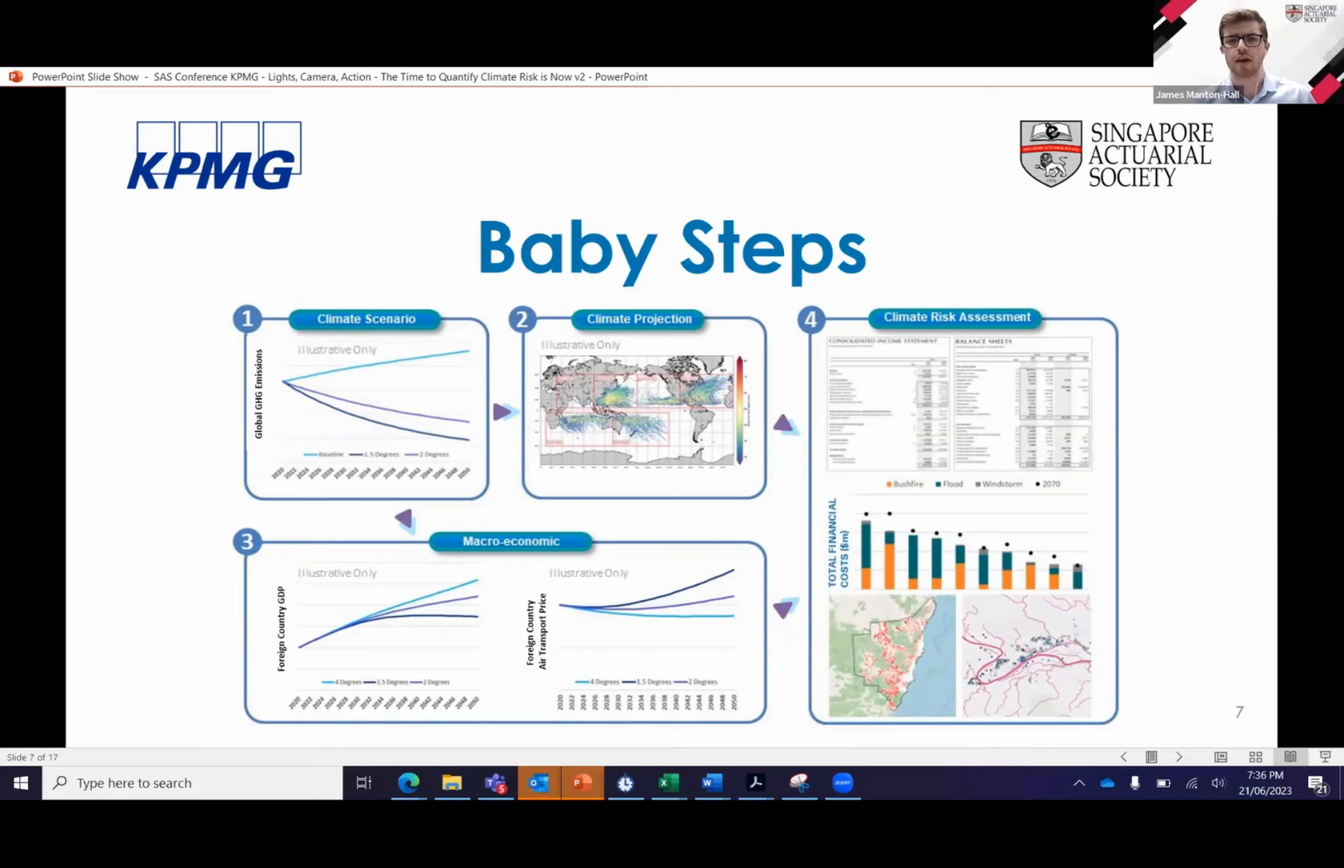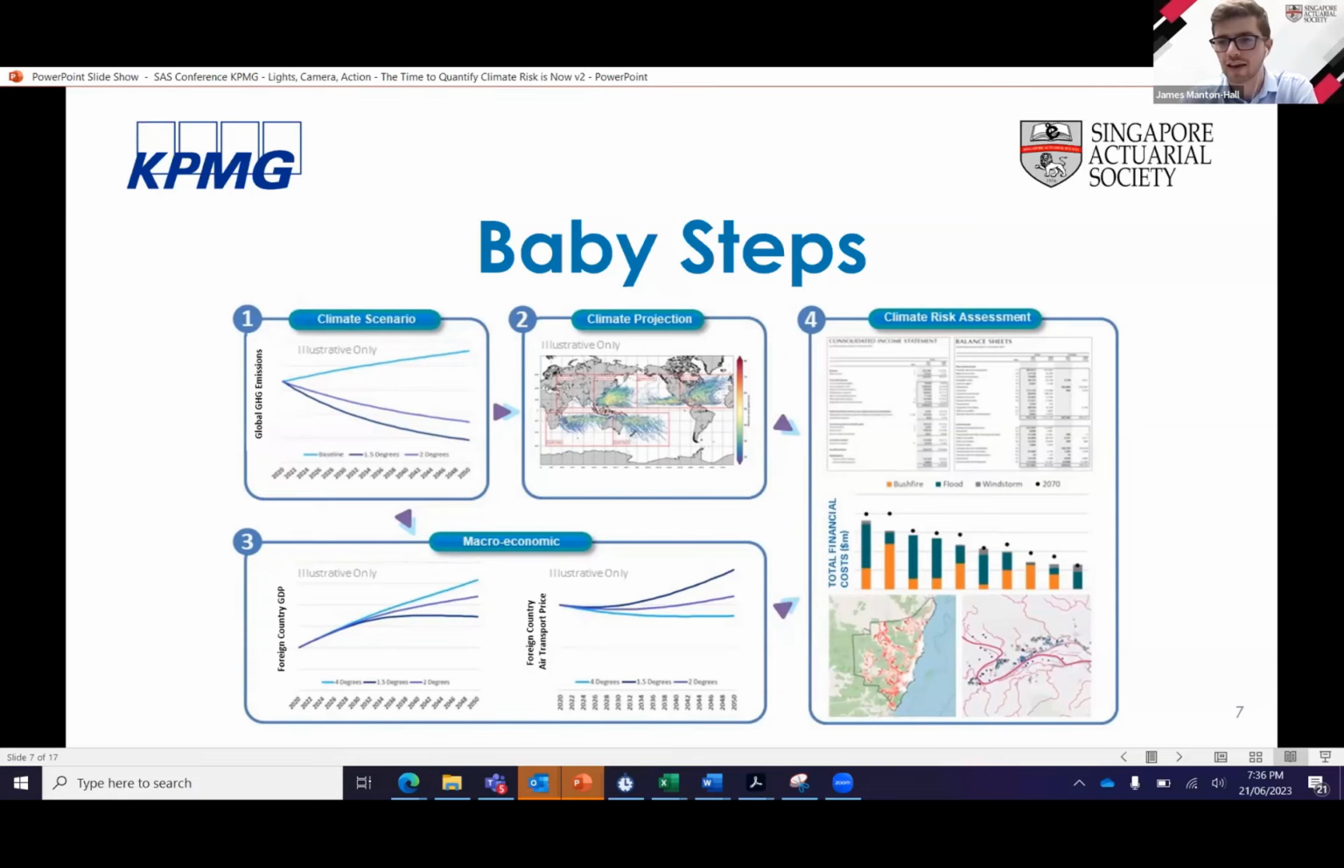And then finally on the right there, that's where we apply the physical risk modeling in box 2 there, and then economic modeling in box 3 to a specific client to understand how those changes might impact their business. And that's where they're more familiar with their operations and how they might be impacted. So that tends to be something that they can relate to a bit more.